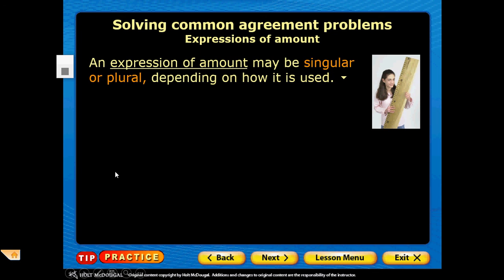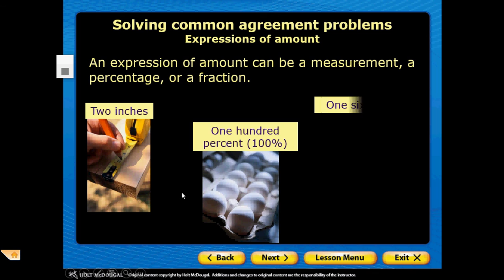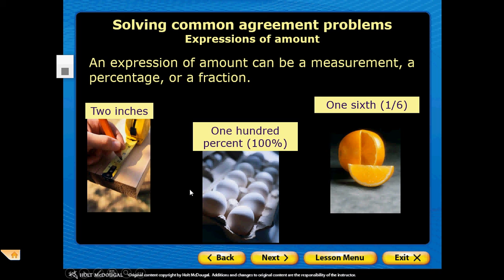Now an expression of amount is confusing, because an expression of amount may be singular or plural, so we have to be careful with this. So what's an expression of amount? Let's see together. An expression of amount can be a measurement, or a percentage, or a fraction.